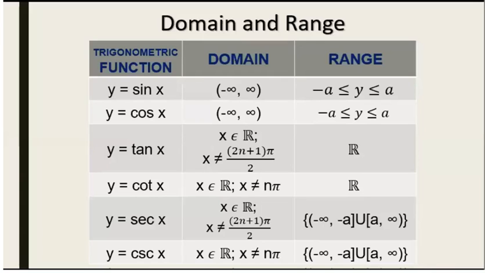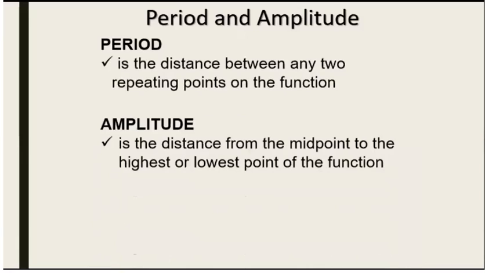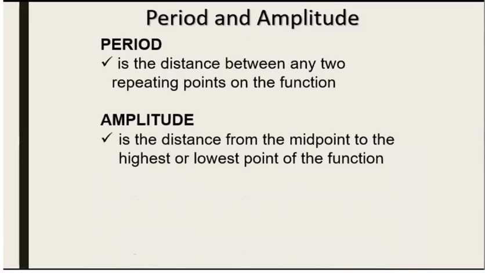So again, when we talk about domain and range in calculus, kapag domain, it is the set of x values which are in this case angles, and then the range is the set of values for y which remain as the real numbers. Okay, so let's have other properties of your graphs. We have period and amplitude. Kapag period, this is the distance between any two repeating points in the function, and amplitude is the distance from the midpoint to the highest or lowest point of the function.